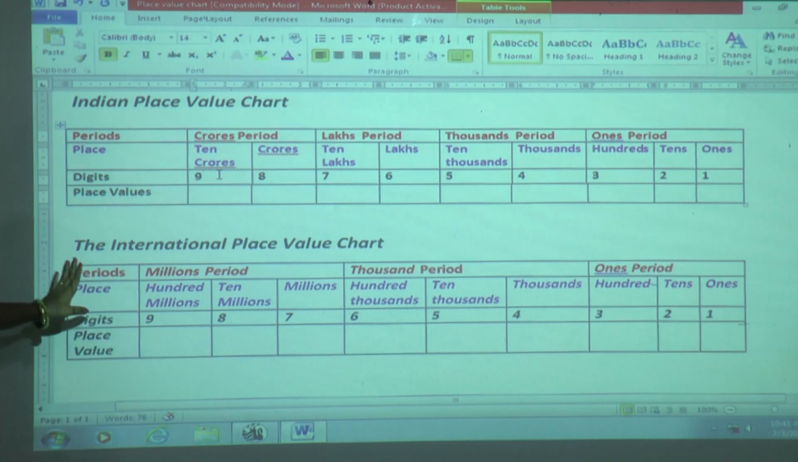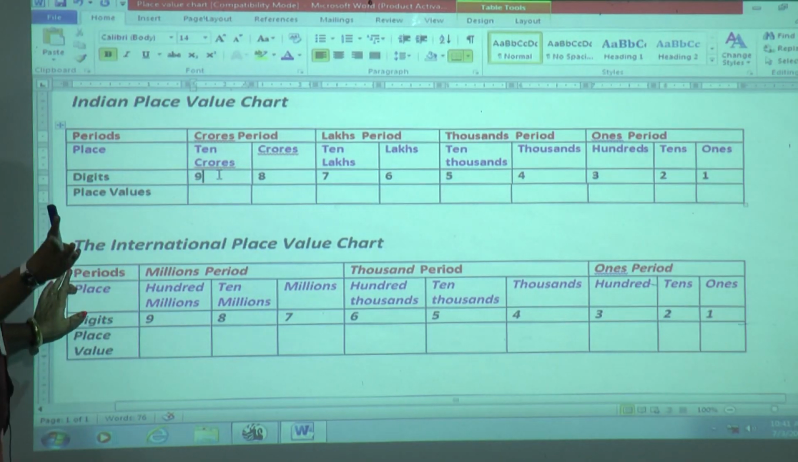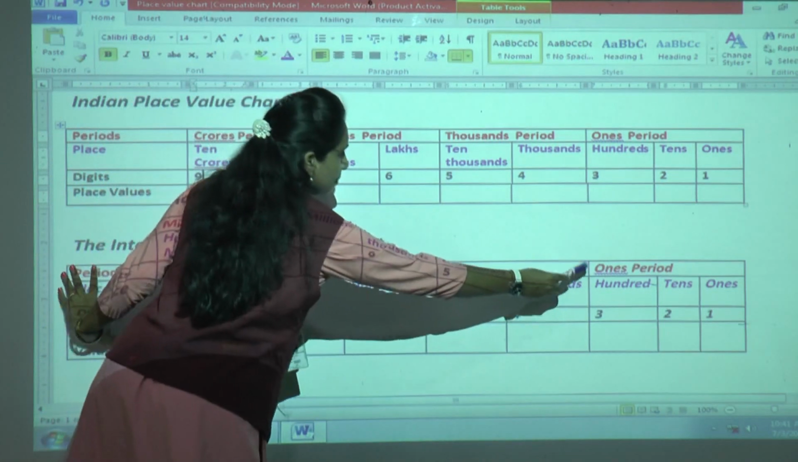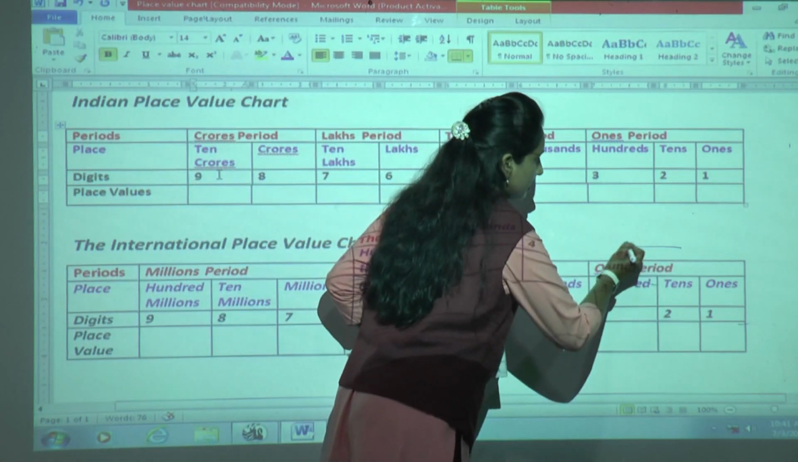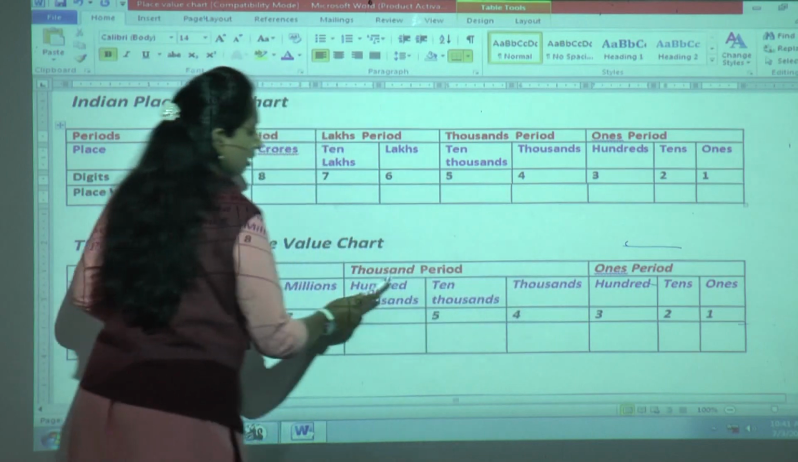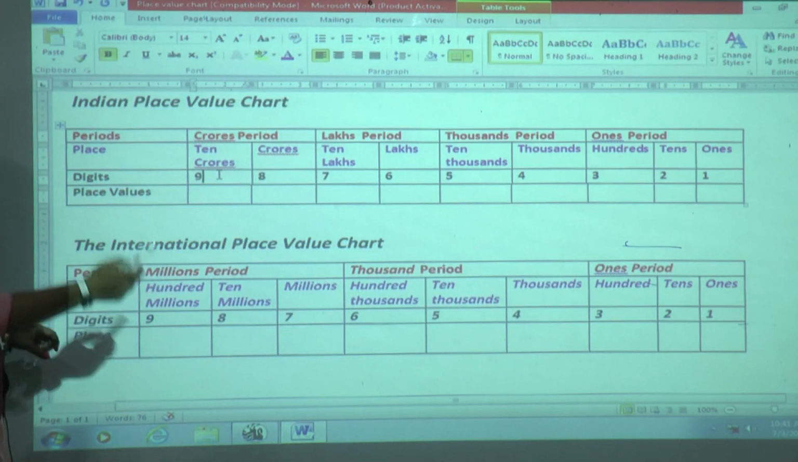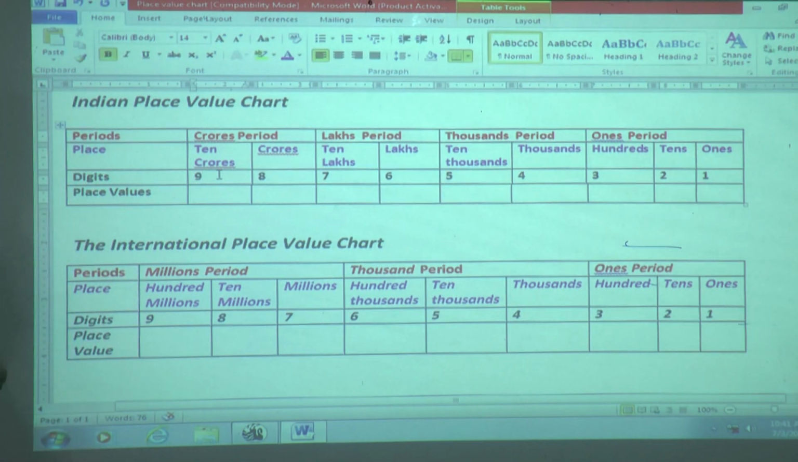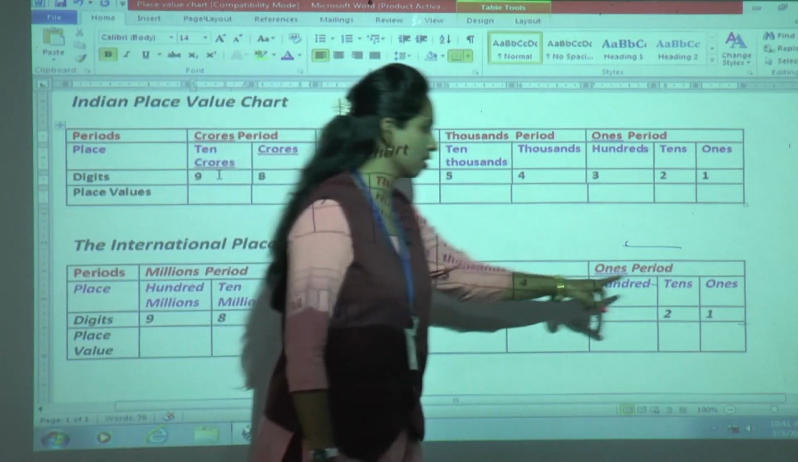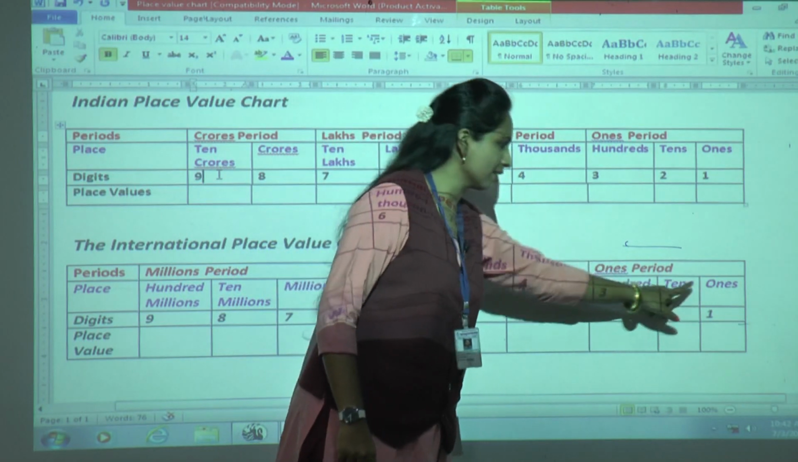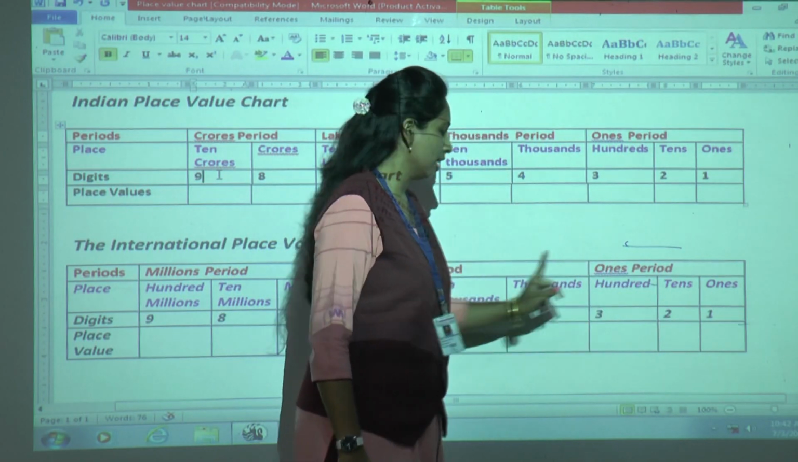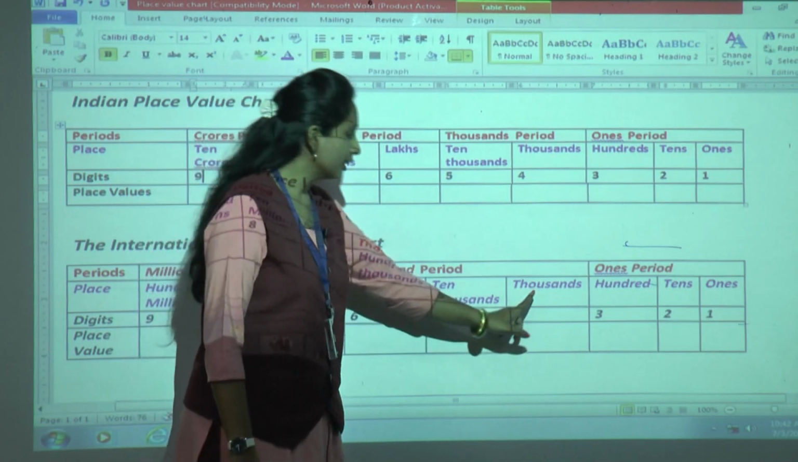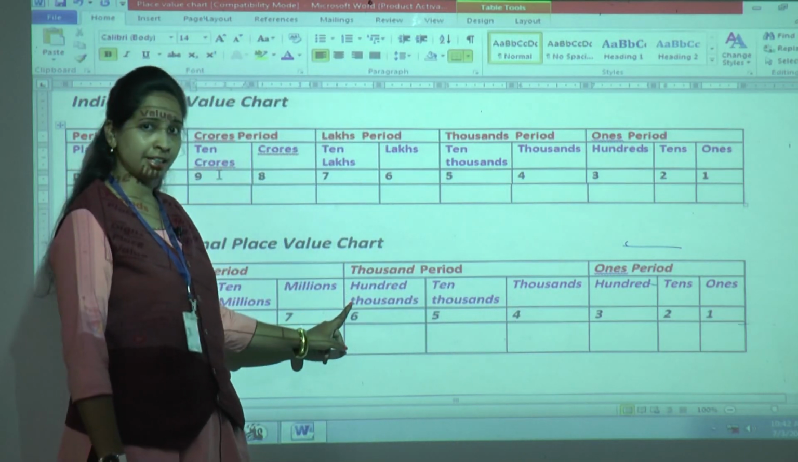Now just see in the international place value chart what is the difference. There are only 3 periods. From the right side: ones period, thousands period, and the third is the millions period. And what are the place values of these international numbers? In the ones period, ones, tens and 100. And in the thousand period, 1000, 10,000, 100,000.